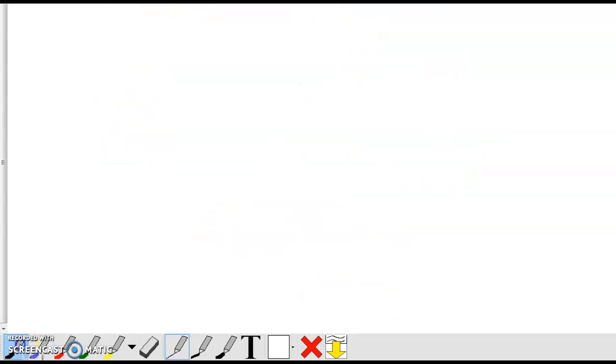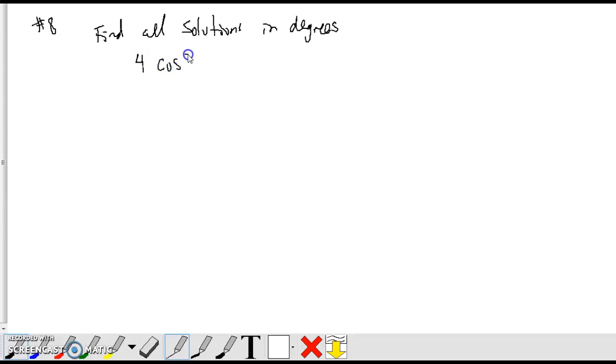All right. Let's try a different one. How about something that looks like this? Same problem, find all solutions, and we'll say again in degrees. 4 cosine of 2 theta is equal to 8 sine of theta cosine of theta. Ooh, this one looks a little tricky. What do I know about this problem?